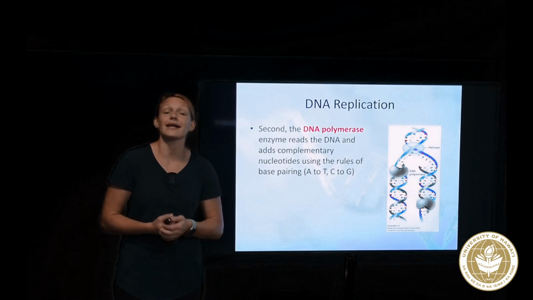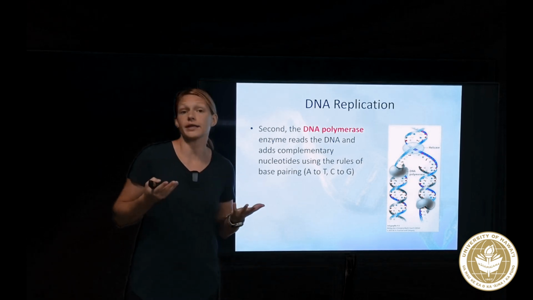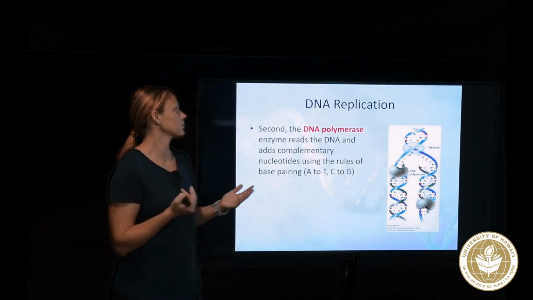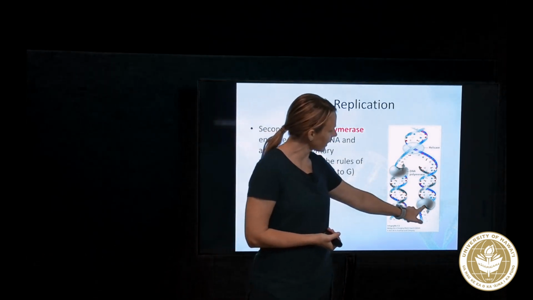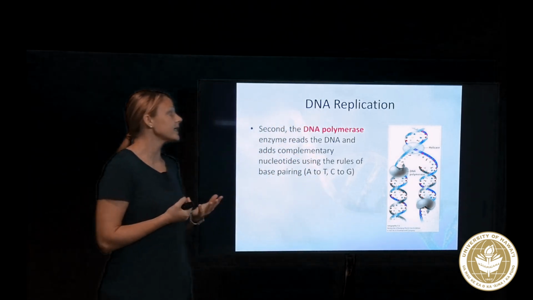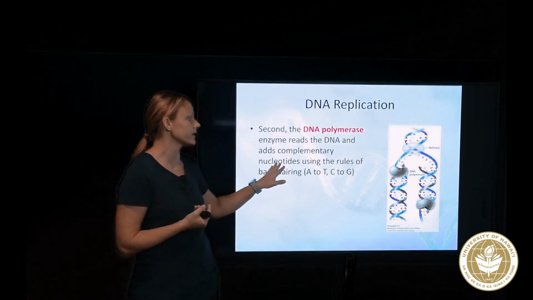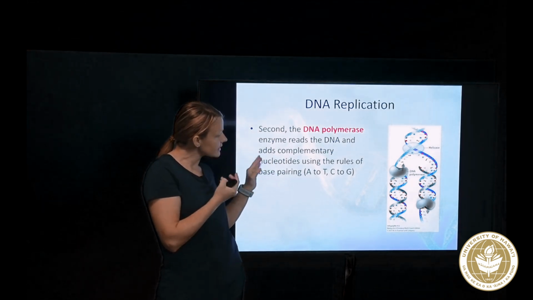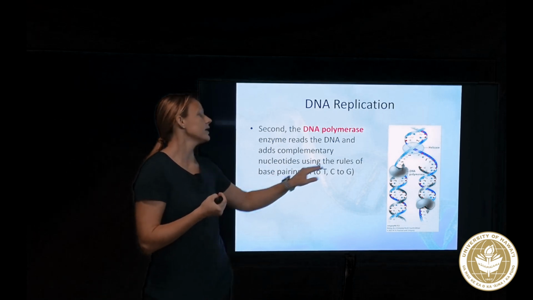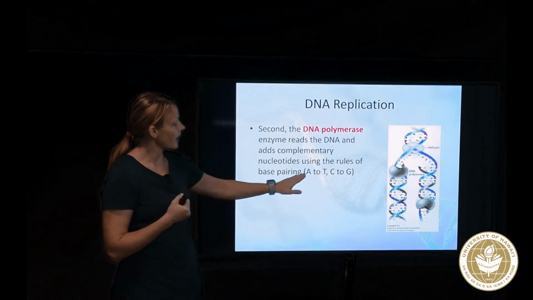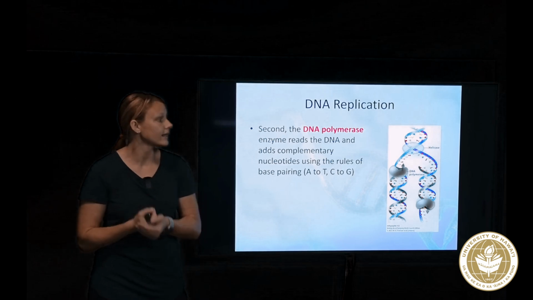After that DNA molecule has been unzipped, the next step here is that we have to add in more nucleotides, right, to make identical strands of DNA. So next you have the DNA polymerase, shown here in green, right? This is another enzyme, and DNA polymerase reads the DNA, and what it does is it adds complementary nucleotides, complementary bases, as well as that sugar phosphate backbone, so the whole nucleotide, using the rules of base pairing. Again, A goes with T, C goes with G, right? And again, DNA polymerase is another enzyme here.